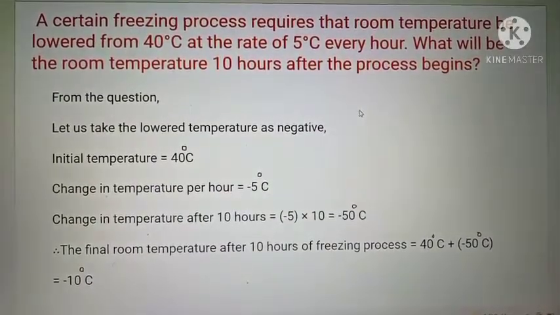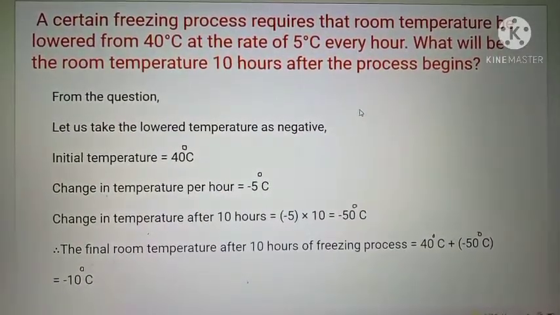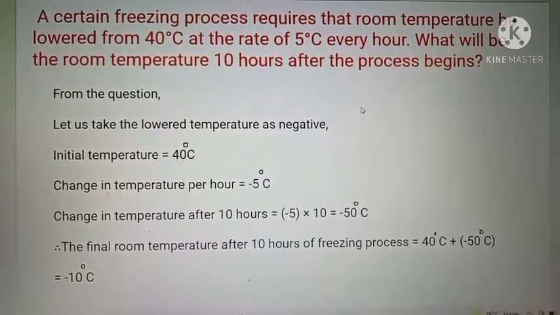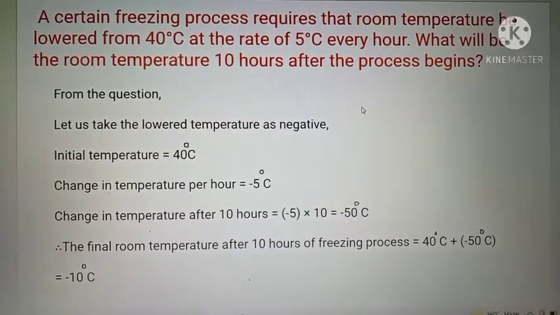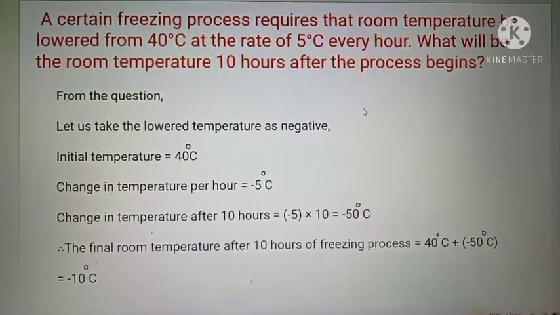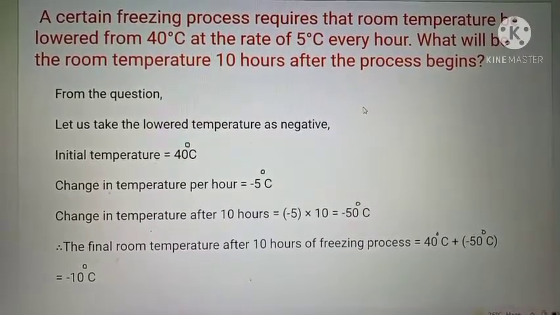Okay, the first question of our class is: a certain freezing process requires that room temperature be lowered from 40 degrees Celsius at the rate of 5 degrees Celsius every hour. What will be the room temperature 10 hours after the process begins?